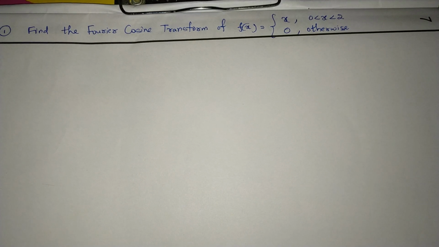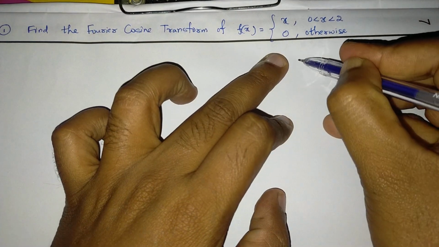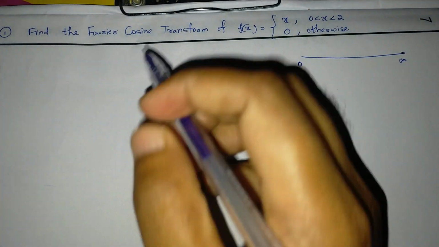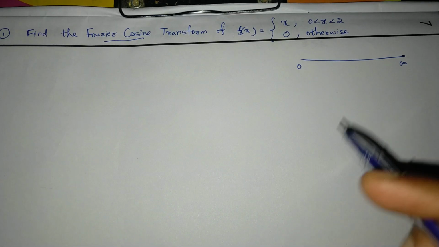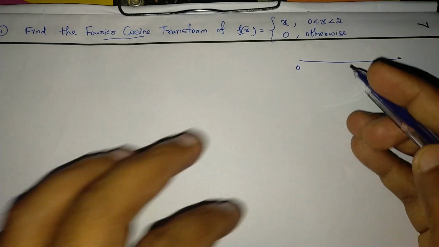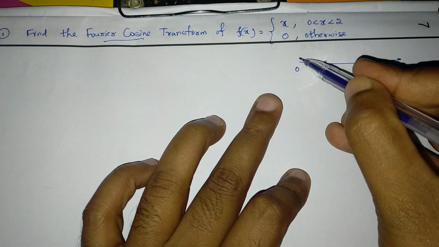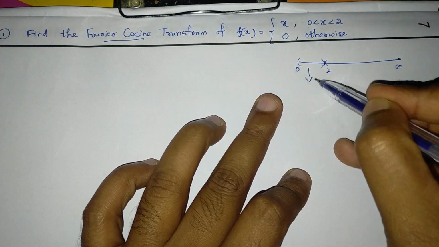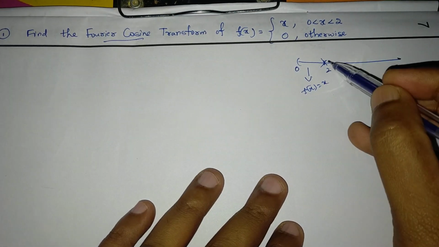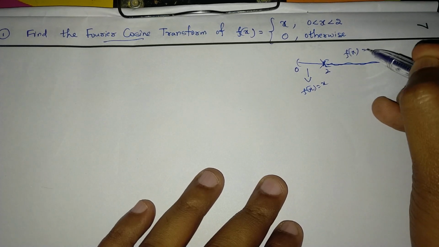So we need to find the Fourier cosine transform of f of x. Here f of x is given. Before that we need to draw a real line from 0 to infinity, since we are dealing with the Fourier cosine transform. For the Fourier transform we need to write from minus infinity to plus infinity, but here we consider 0 to infinity, and we mark the 0 and 2. So observe here from 0 to 2, f of x equals x, and otherwise in this region f of x equals 0.